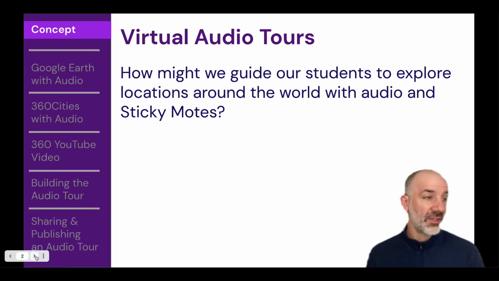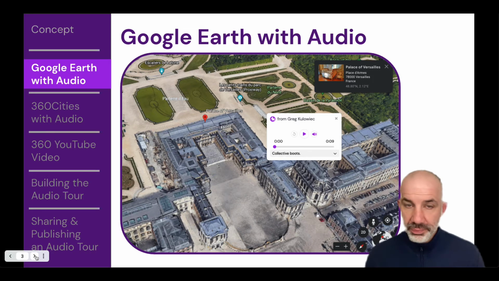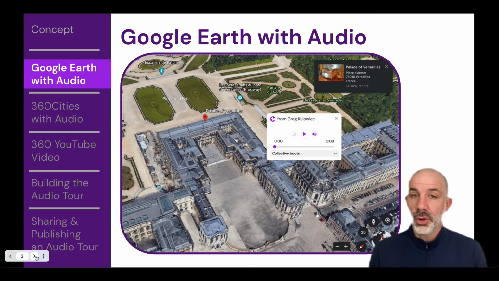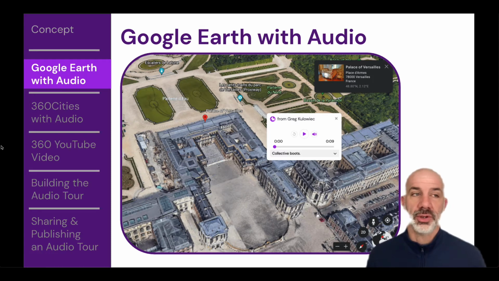So let's jump into our first application here. We have a screenshot behind me of a Google Earth location. In this instance, it's the Palace of Versailles. And in this screenshot, you can see right above my shoulder, we have that sticky mote. So when we give students the link to visit this location in Google Earth, they won't just be there on their own with the information that Google has provided. They will be there with us talking to them right inside the location. So let's jump into Google Earth and I'll show you how to do this.